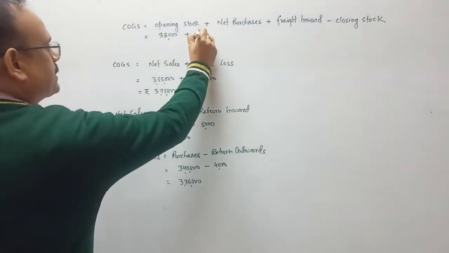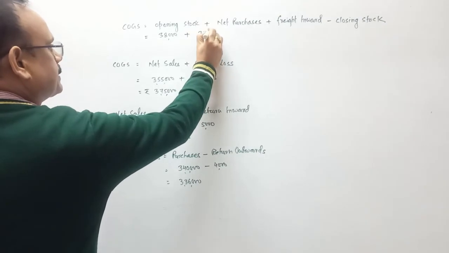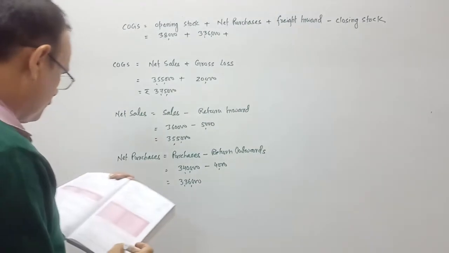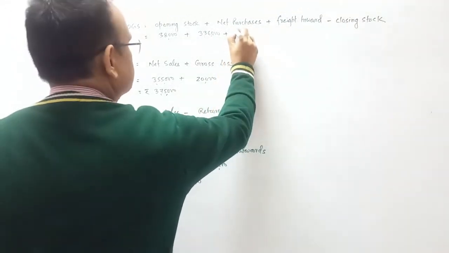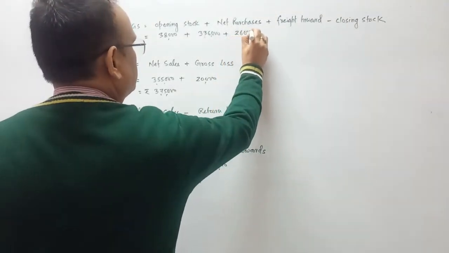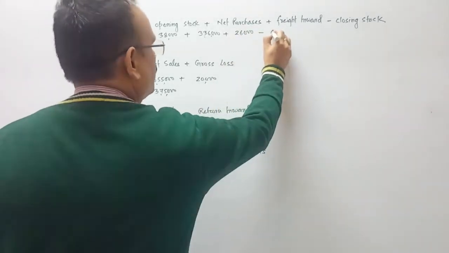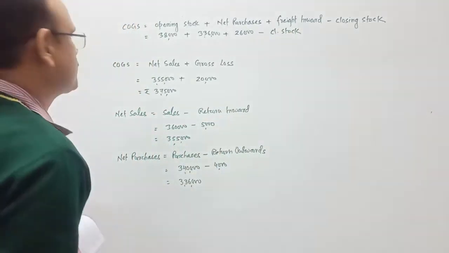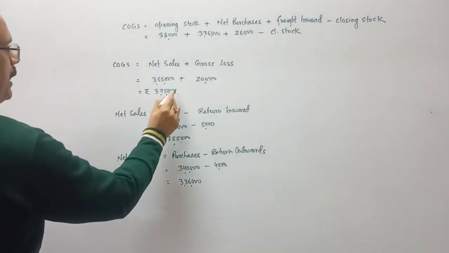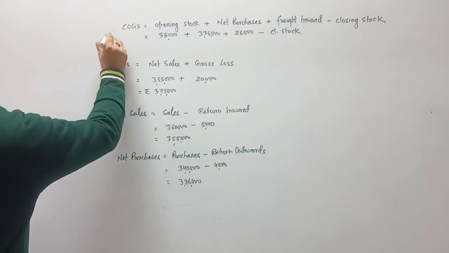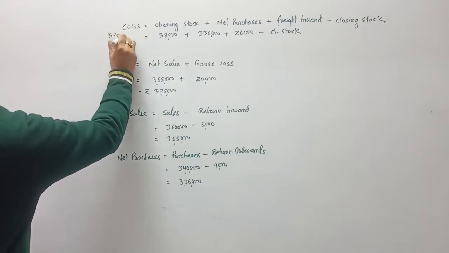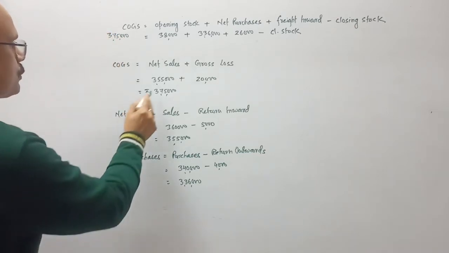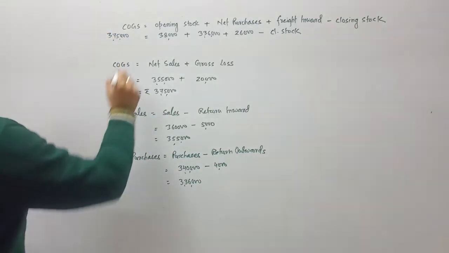So opening stock plus net purchase 3,36,000 plus freight inward. Freight inward is 26,000, minus closing stock. We have to calculate the closing stock. This is the missing information. And cost of goods sold we have already calculated, 3,75,000.